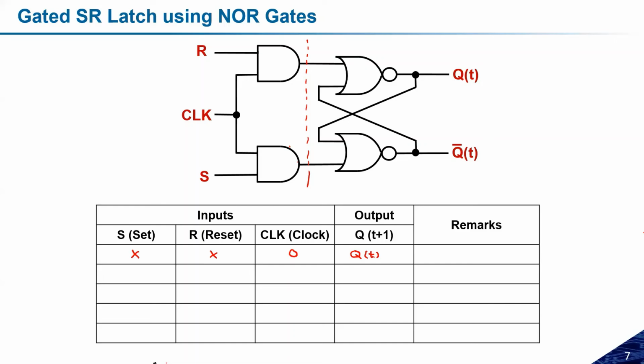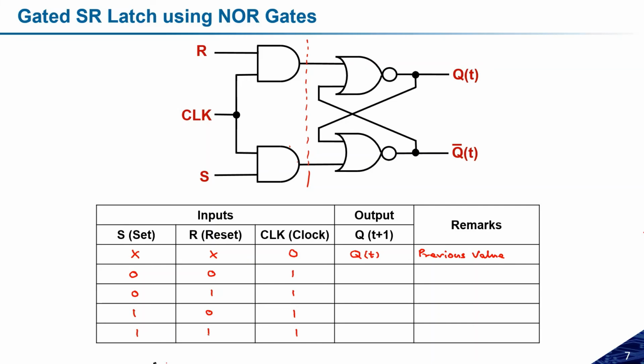So if clock is equal to 0 and set and reset are anything, the Q(t+1) will be the same as the Q(t). So what it means, it will indicate the previous value. So the previous value is going to be reflected. Now let us talk about the clock 1. If clock is equal to 1, then we can have the 4 possibilities. Clock is 1, so I can have 4 possible input cases: 00, 01, 10, and 11.